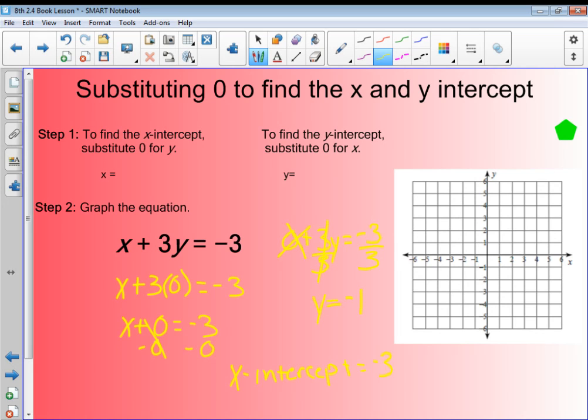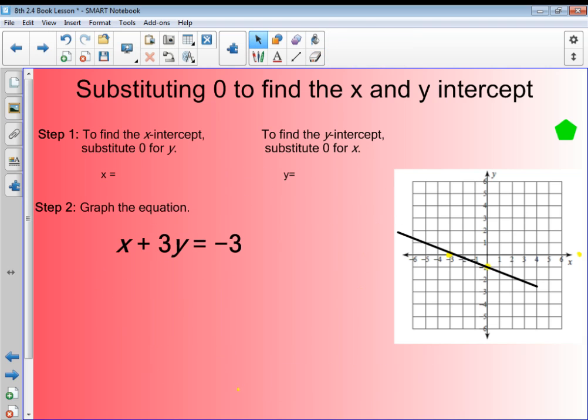So our x-intercept is negative 3. On our x line, we're going to put a dot on negative 3. That's our x-intercept. And our y-intercept is negative 1. We'll then put our line through these points. So that's what our line would look like for x plus 3y equals negative 3 by using our x and y intercepts. This is just another way of graphing our lines, if you want to find your x and y intercepts.